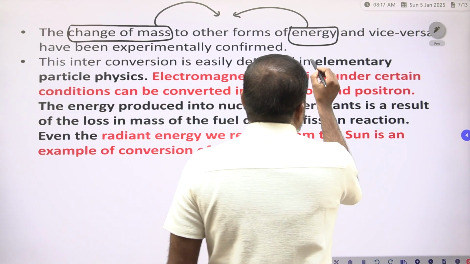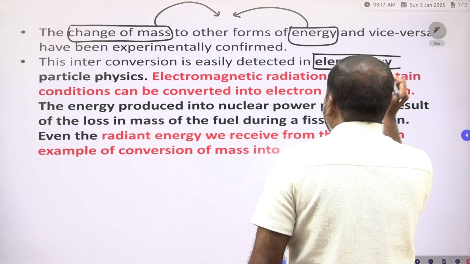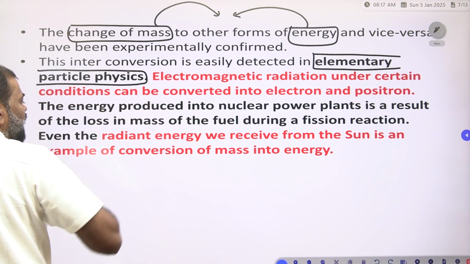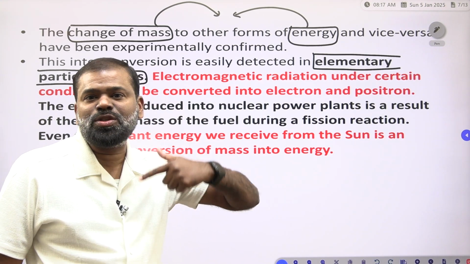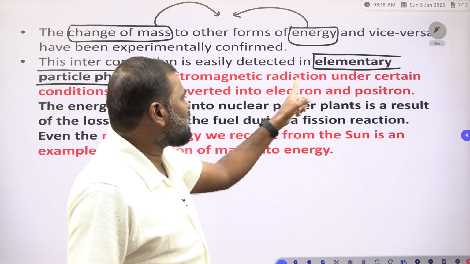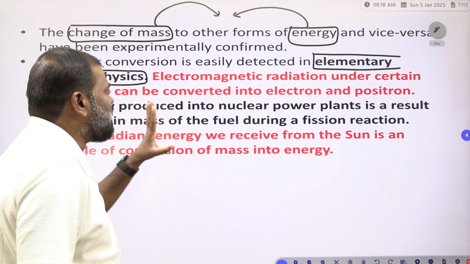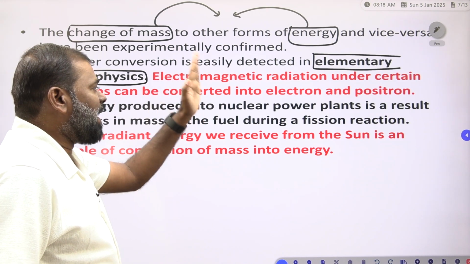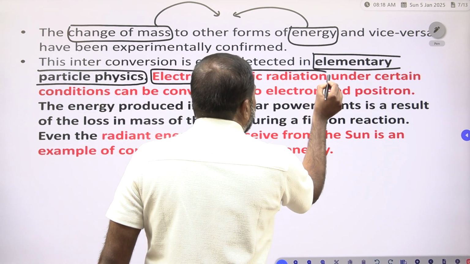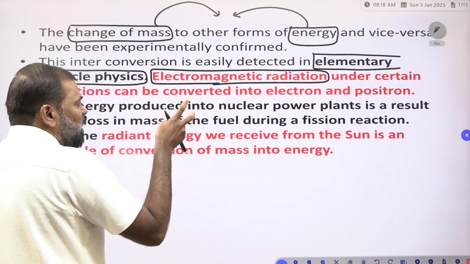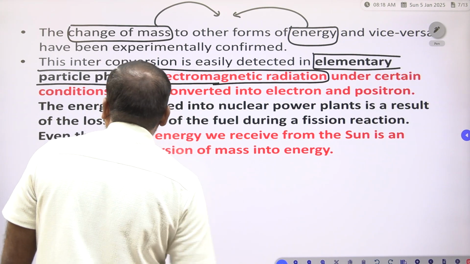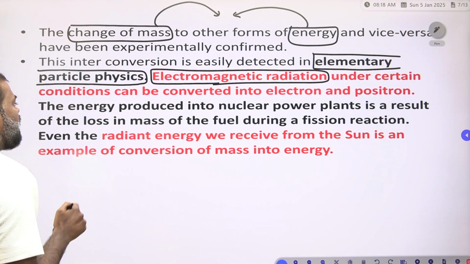In elementary particle physics, the pair production and annihilation experiment is there. There we use this: mass is converted to energy, and energy is converted to mass. Not only that, electromagnetic radiation under certain conditions can be converted into an electron and positron. That is also an elementary particle reaction.